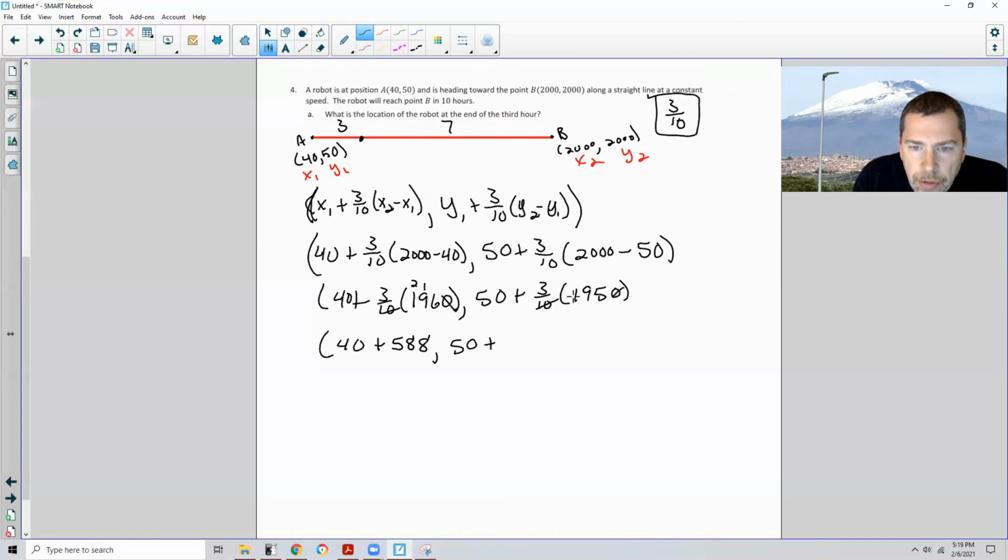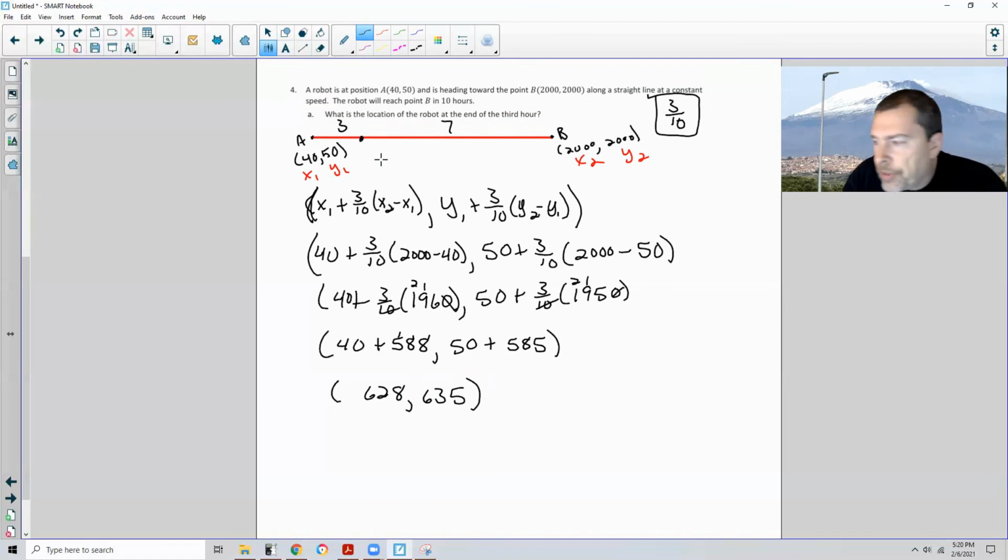Comma, 50 plus this 10. We'll get rid of this 0. 5 times 3 is 15, carry the 1. 9 times 3 is 27, plus that 1 is 28, carry the 2. 3 times 1 is 3, plus 2 is 5. So my answer is going to be 8. 8 plus 4 is 12, carry the 1. 628, comma, 5 plus 0. 8 plus 5, carry the 1. So my answer should be the point (628, 635) after 3 hours.